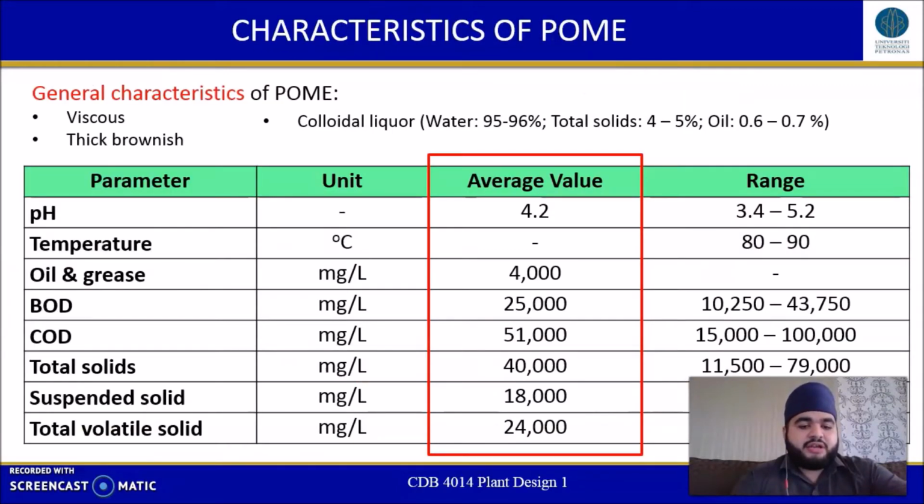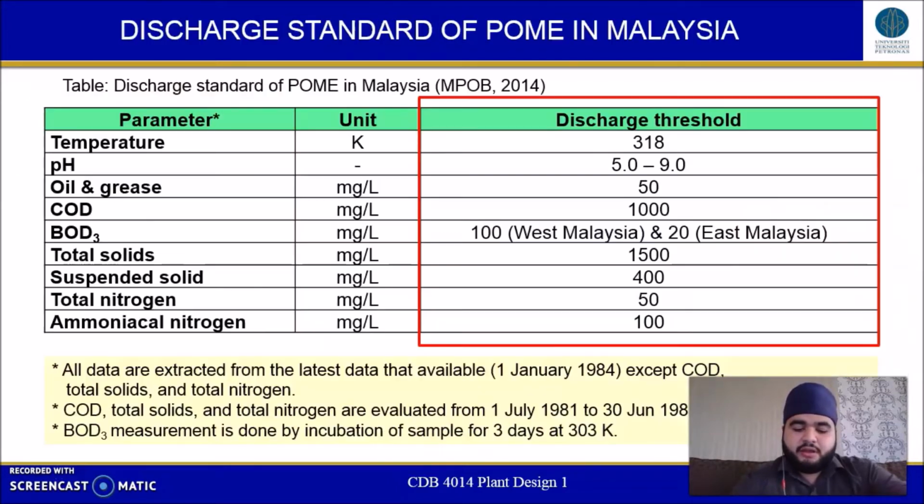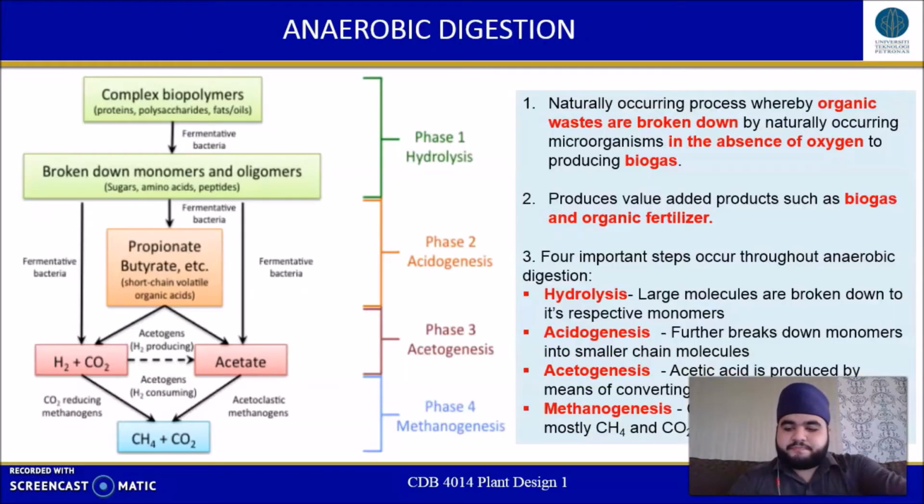Pomace is a dark brown colored, thick colloidal blend of water, oil, and suspended solids. The table below shows the average values of pomace which is usually released, but their values could deviate significantly depending on the type of process being employed. The following table describes the discharge standard of pomace in Malaysia.